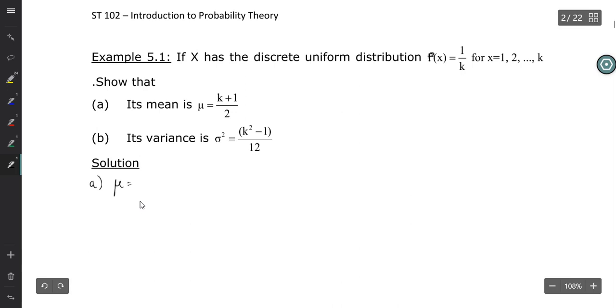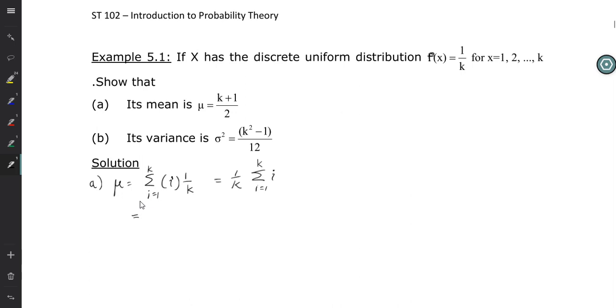Mean is the sum of i going from 1 to k, i times 1 over k. 1 over k is independent of i, so we can take it outside the summation. Sum i going from 1 to k of i. So if you write it, that will be 1 plus 2 plus 3 plus 4 all the way up to k.